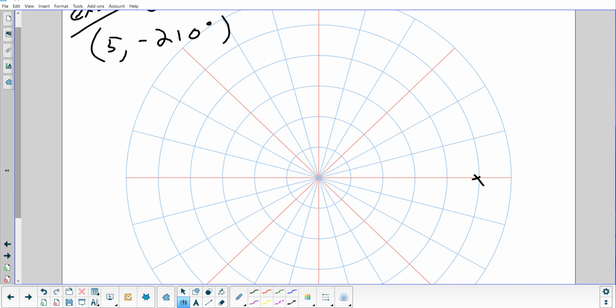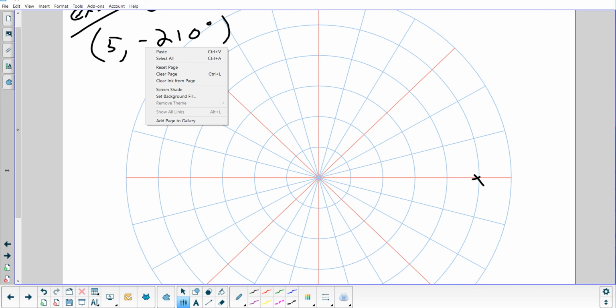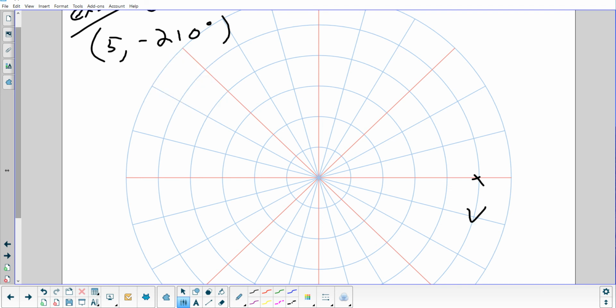And which way for a negative? Counterclockwise. That's for a positive. Okay, so clockwise. We're going to go clockwise. So we need to go clockwise 210. So clockwise is going this way. So if we go halfway around, how much is that? 180. And we still got to go 30 more to get to 210. So that would put me right there.